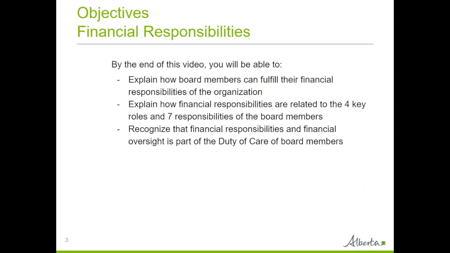By the end of this video, you will be able to explain how board members can fulfill their financial responsibilities of the organization, explain how financial responsibilities are related to the 4 key roles and 7 responsibilities of the board, and recognize that financial responsibilities and financial oversight are part of the duty of care of board members.